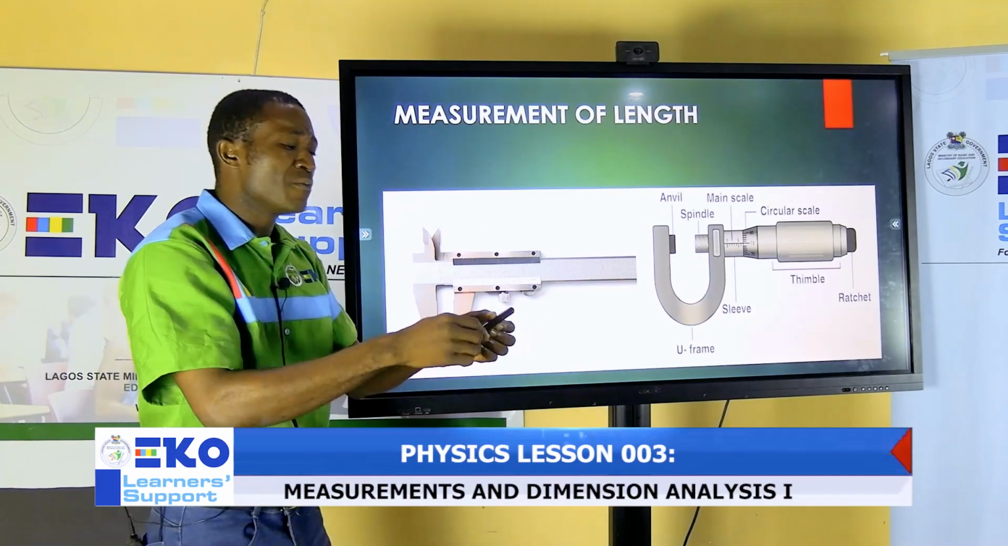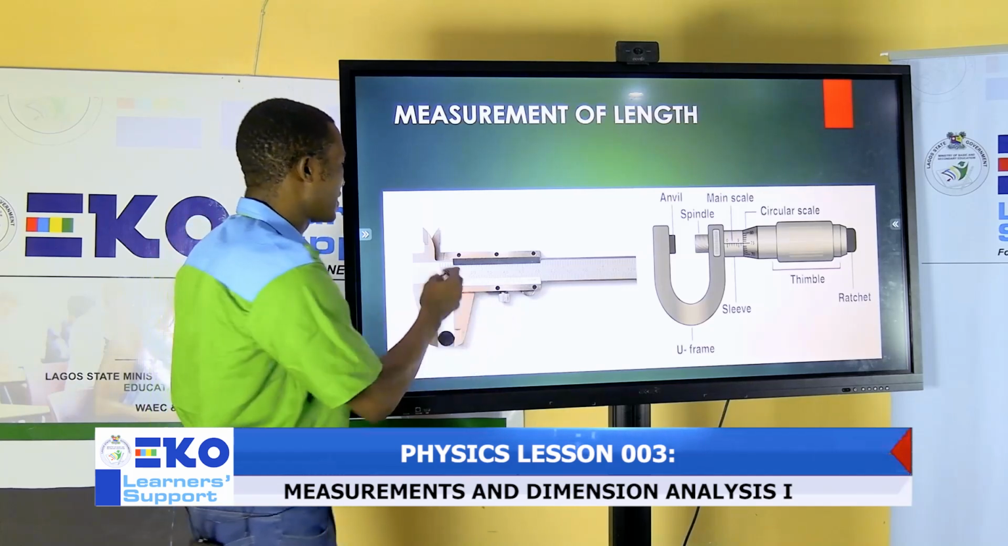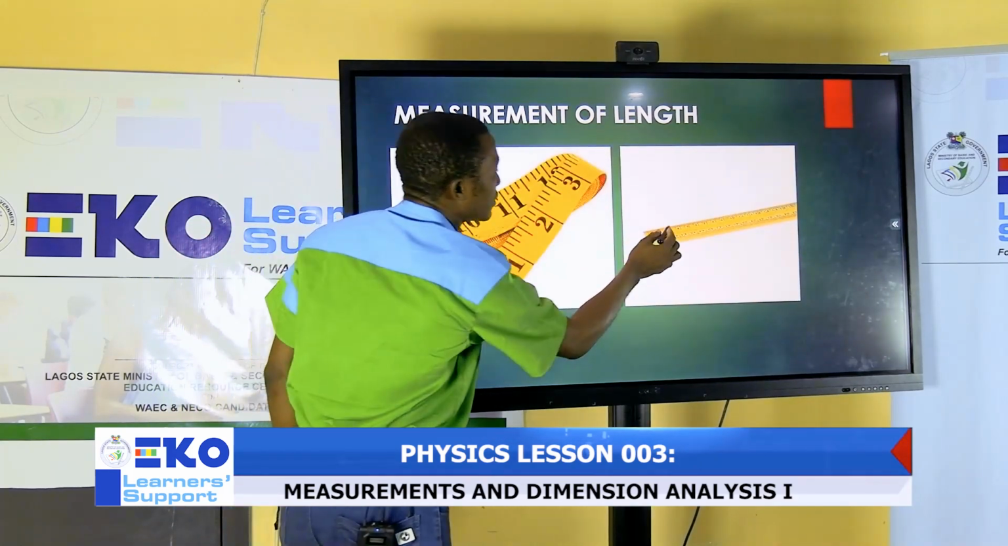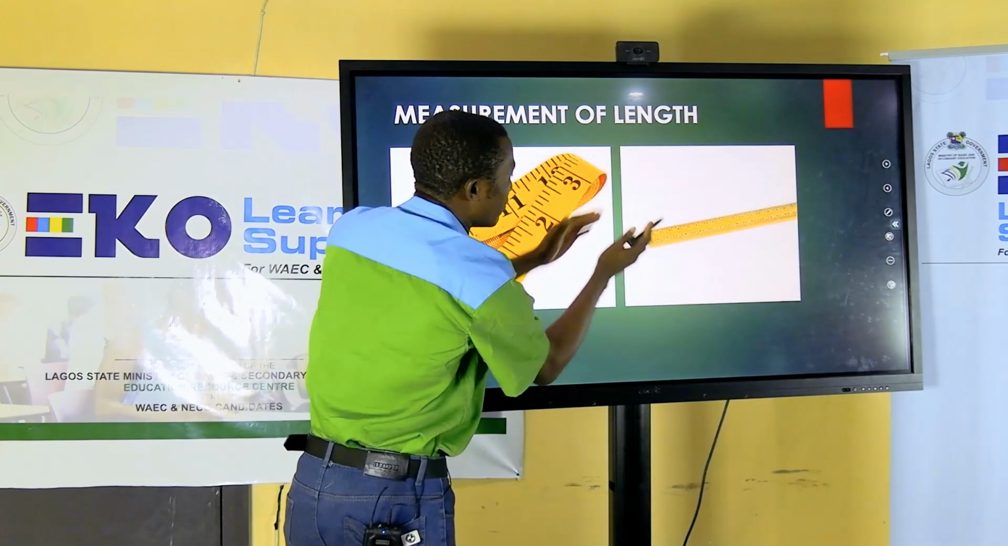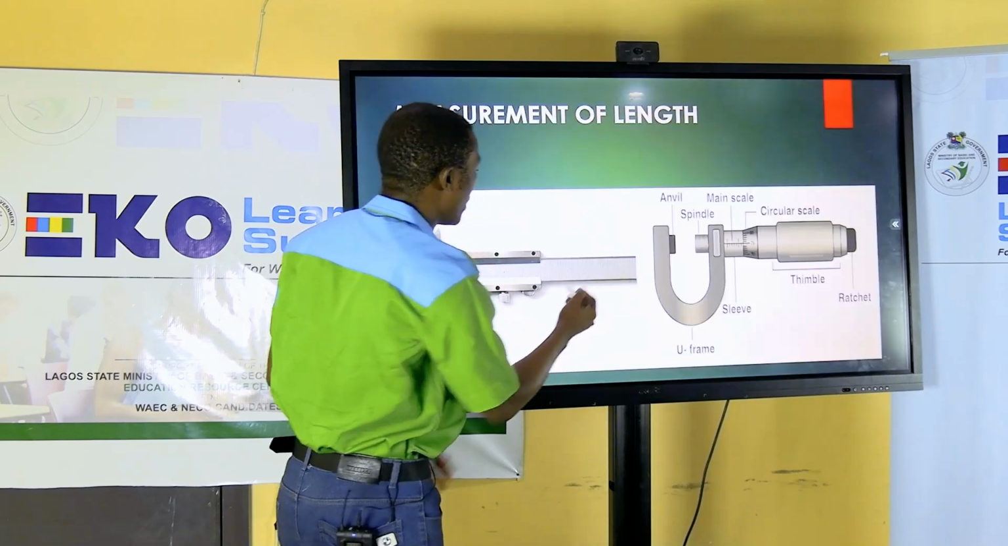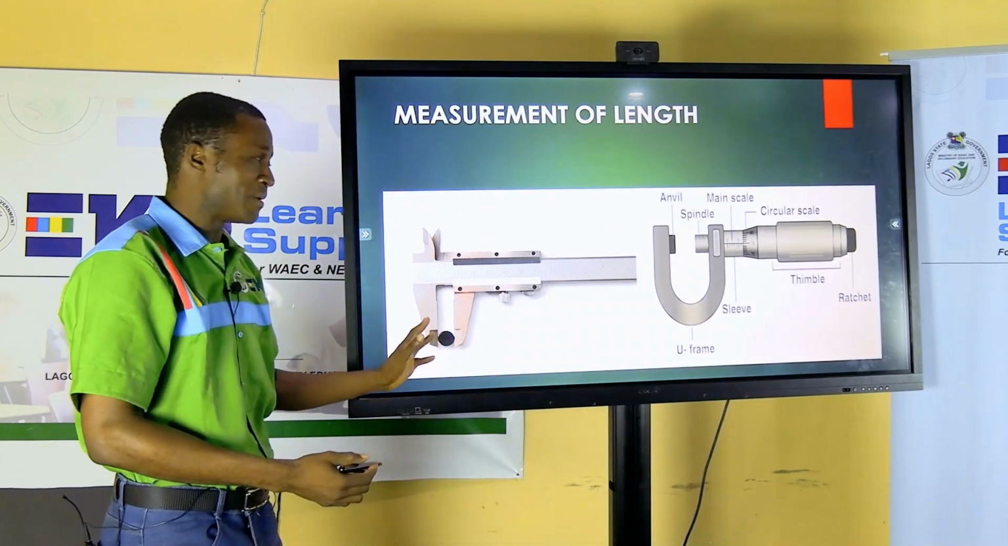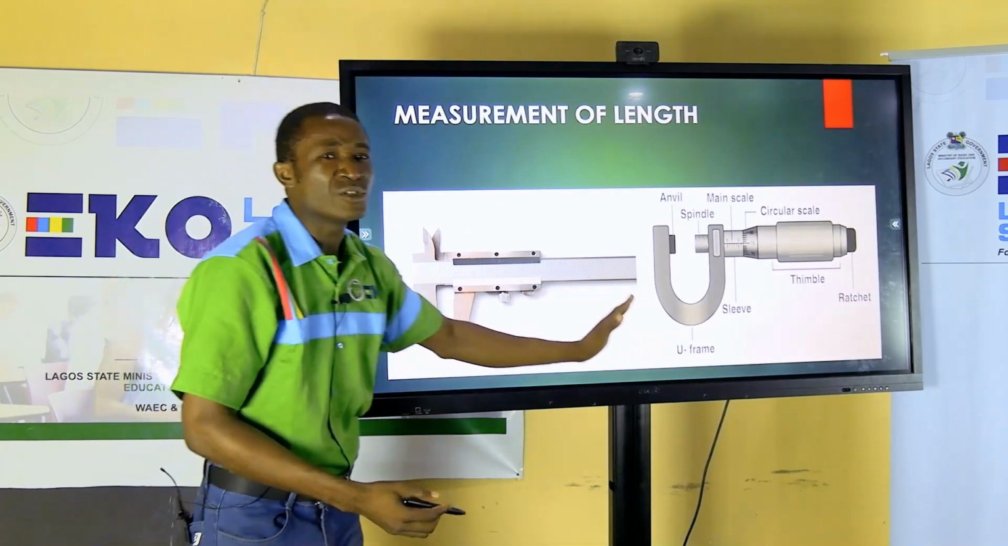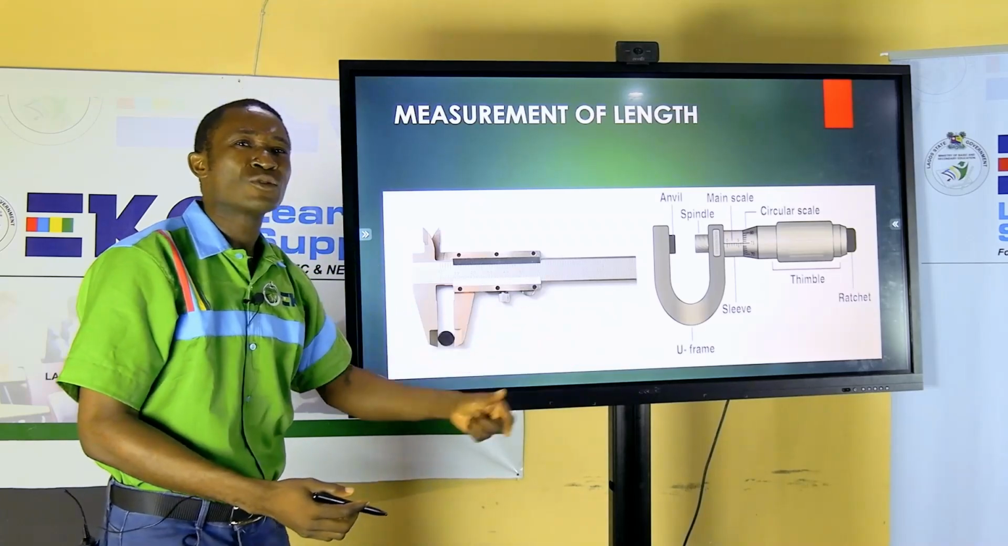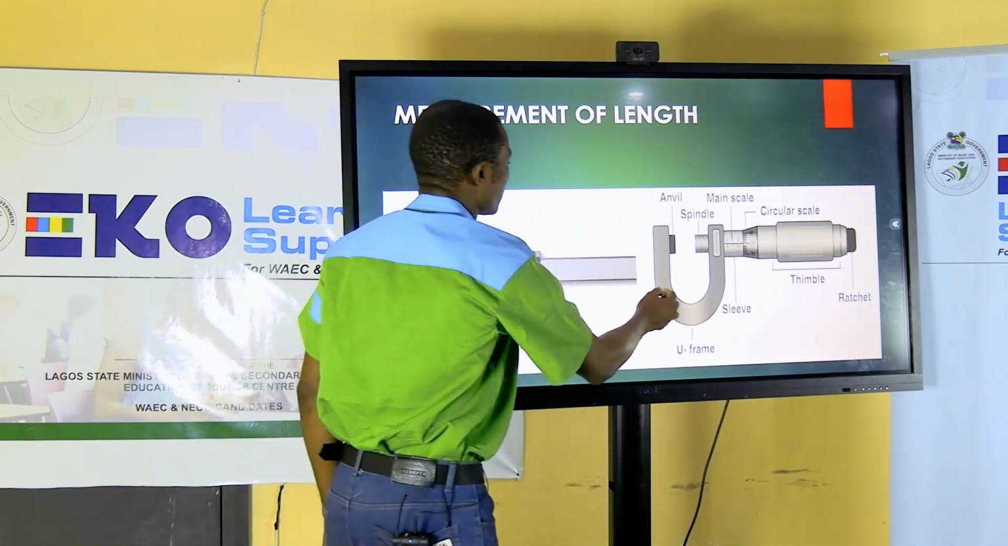Now, also, if you want to measure the width of your meter rule, look at your meter rule. You want to see from this place to this place how wide it is. You can make use of the vernier caliper. So all of these instruments also, they are used to measure length.